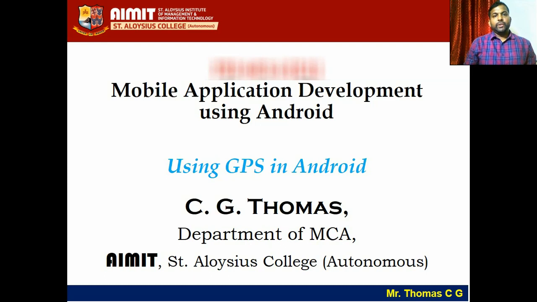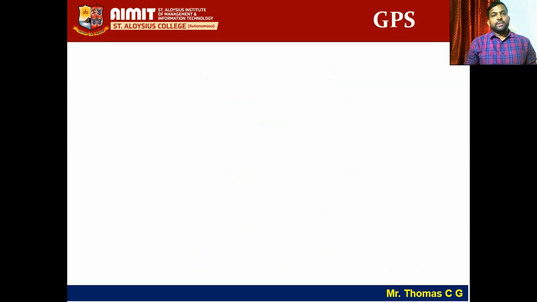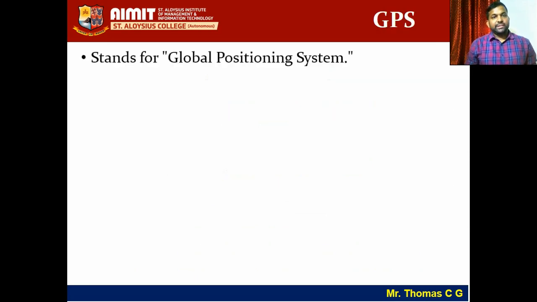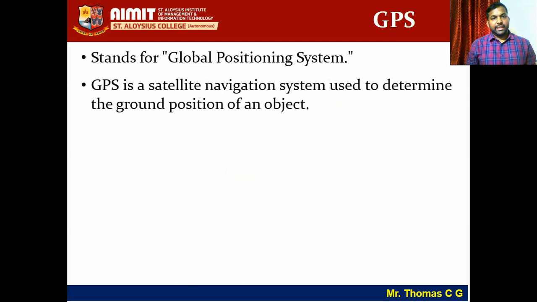In this video, we are going to see how to use the GPS of your phone in order to find which location your phone is in right now. So you know what GPS is already. It is Global Positioning System, and it's a satellite-based navigation system which is used to determine the object's ground location. In this case, the object is your phone.